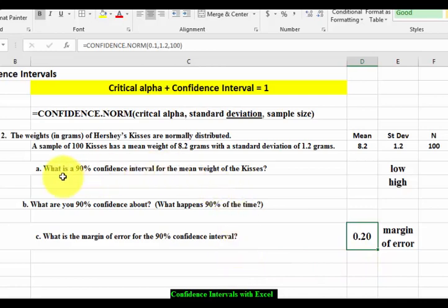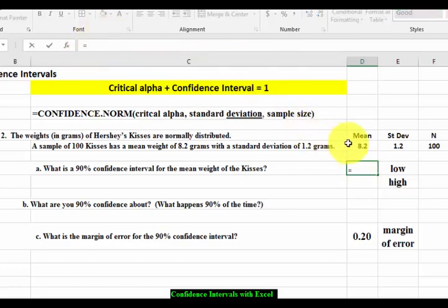Now I'm going to go back up to the top one. They want the confidence interval for the true population mean, so I'm going to go to that cell. I'm going to type in equals, it's going to be the mean minus the margin of error. And the other one, the high, is going to be equals the mean plus the margin of error.